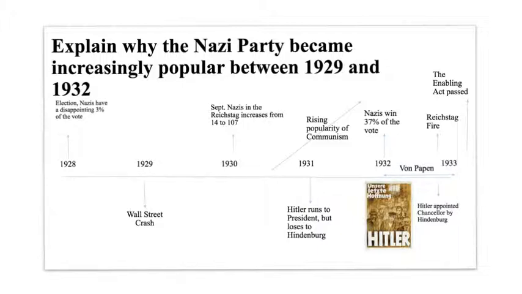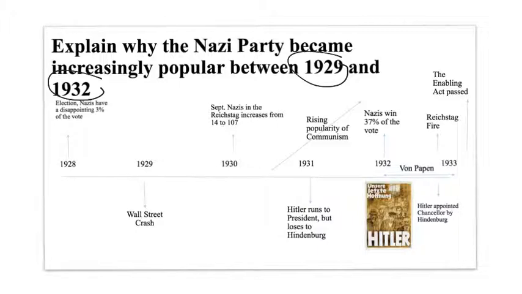If you get a question that's got 2 dates in it, like this one does, so you can see it's got 1929 here and 1932 here, then you know that the events that they want you to be talking about are in those years. So you have to have a look at what happens in 1929 and what's going on in 1932 that means that the Nazis are doing very well.